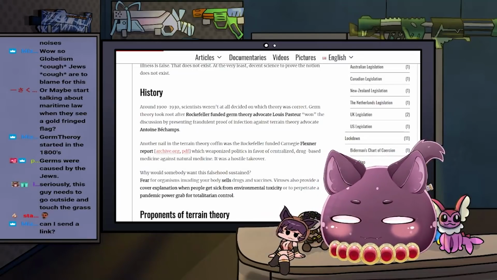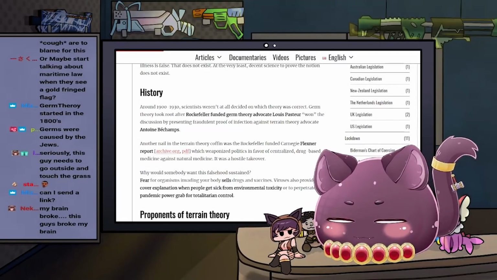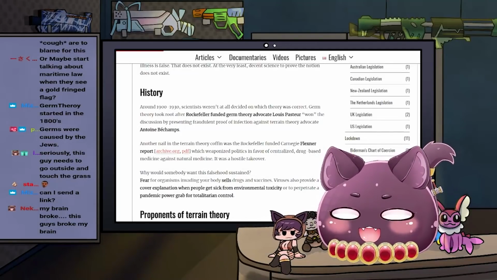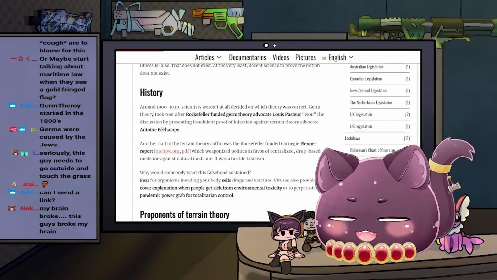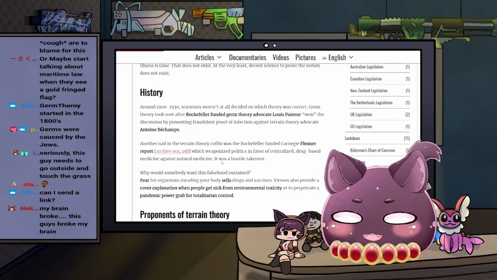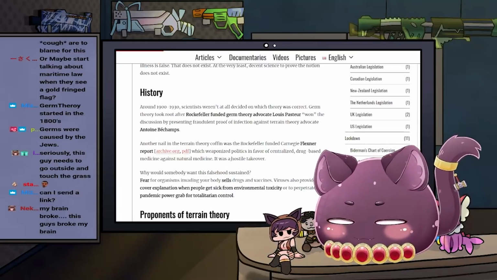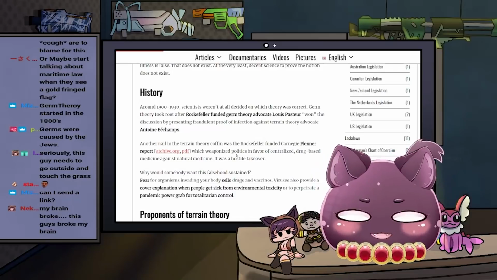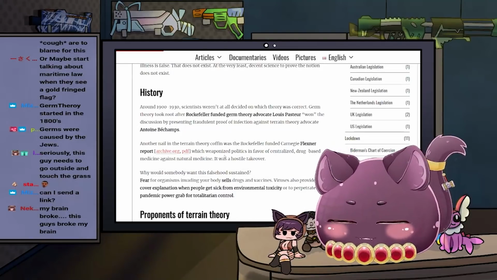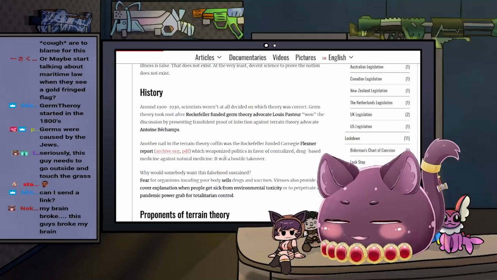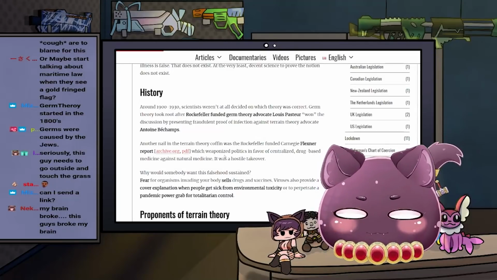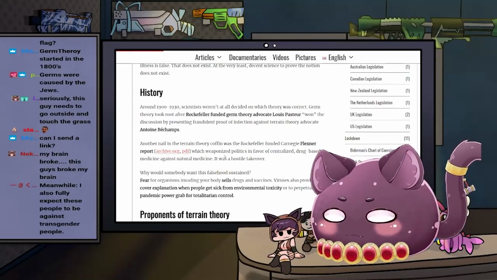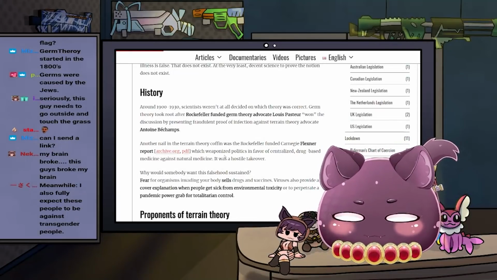Why would somebody want this falsehood sustained? Fear for organisms invading your body, cells, drugs, and vaccines. Viruses also provide a cover explanation when people get sick from environmental toxicity or to perpetrate a pandemic power grab for totalitarian control. Alright, so let me go and say right now, a government can use a pandemic for totalitarian control with or without this bullshit. Just throwing that out there. Probably important to note.